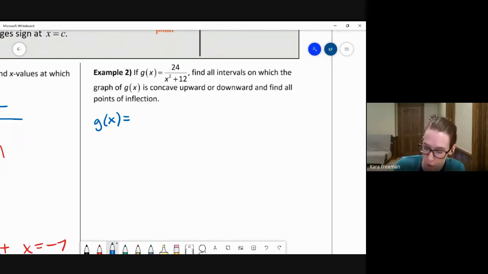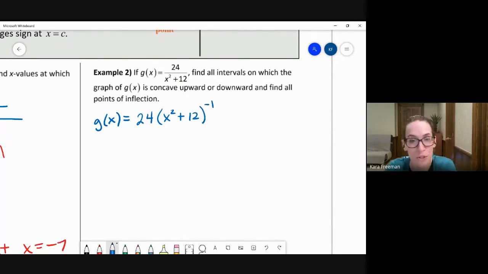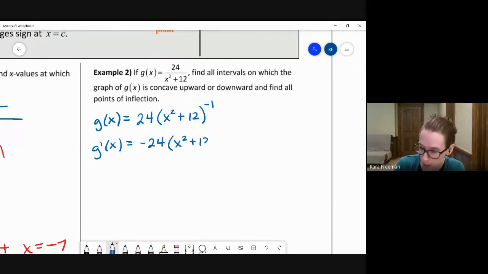So what I'm going to do first is I'm going to rewrite my g function as a power. So that would be 24 times x squared plus 12 to the -1 power. Because of the numerator being a constant. If there was a variable as well in the numerator, I would use quotient rule. Okay, let's take the first derivative. Power rule says I'm going to multiply that 24 by -1, keep the inside the same, subtract 1 on my power, then do not forget chain rule, times the derivative of the inside function.